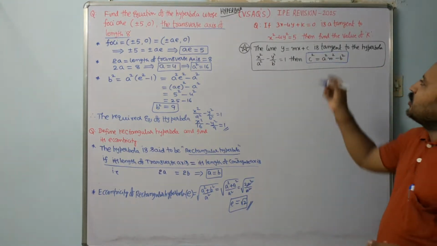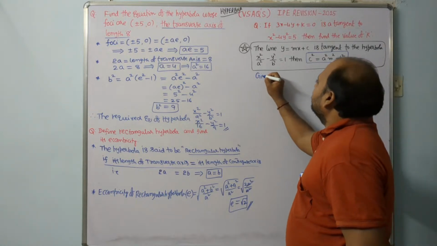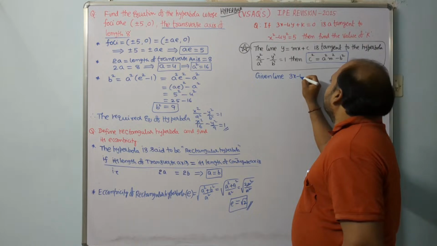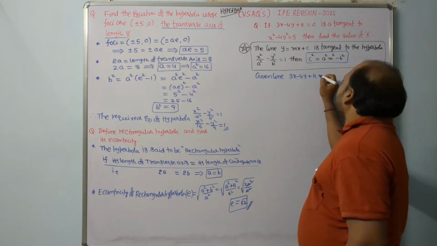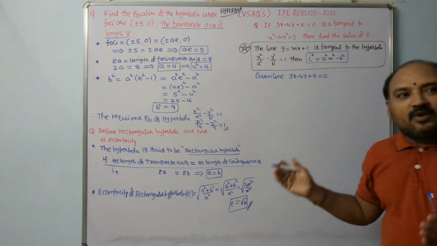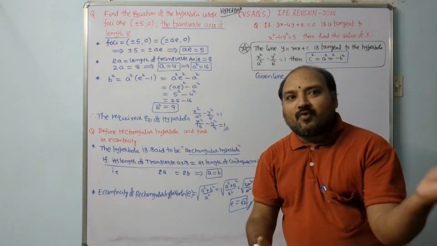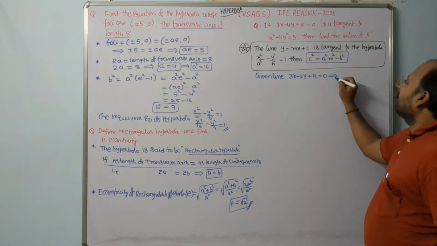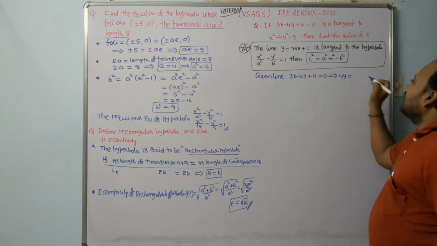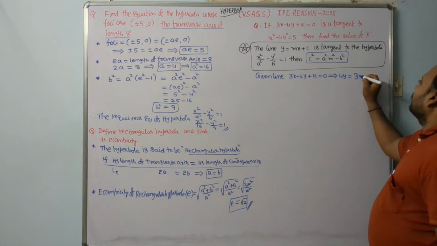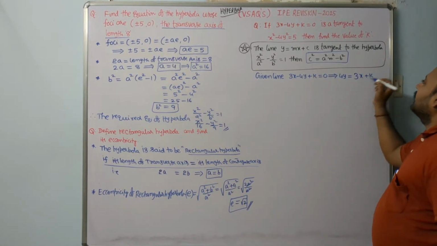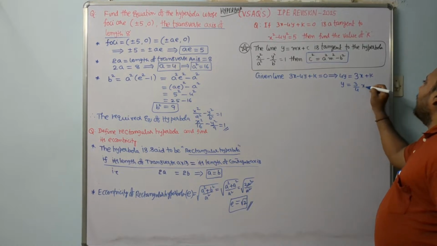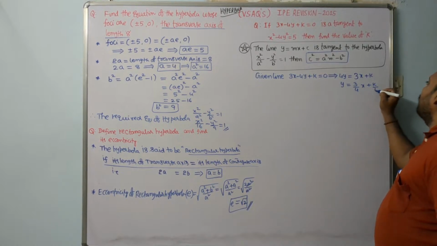So first, what we have to write is the given line. Given line: 3x minus 4y plus k equal to 0. This equation we will bring into the form of y is equal to mx plus c. So minus 4y, bring this side. So 4y is equal to 3x plus k. So y equal to 3 by 4 into x plus k by 4.